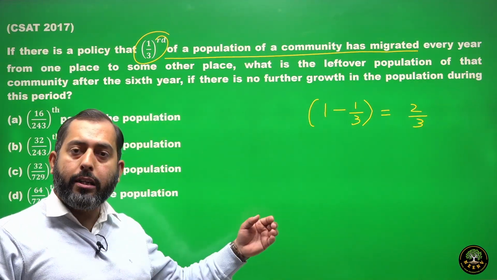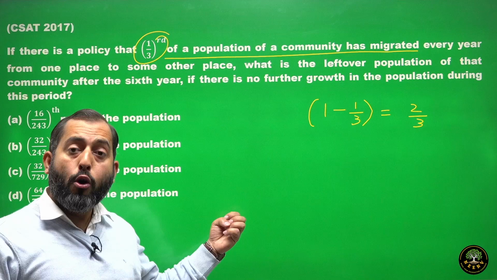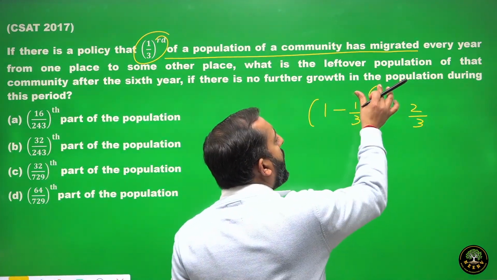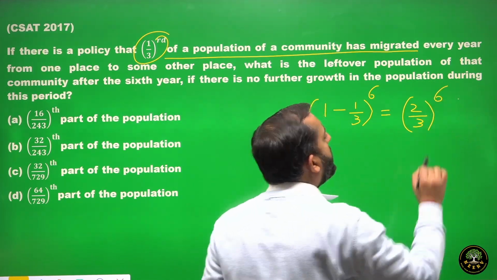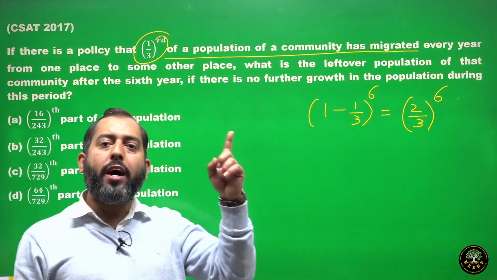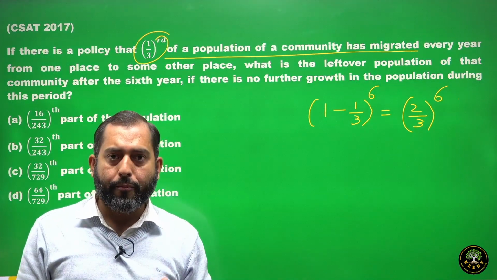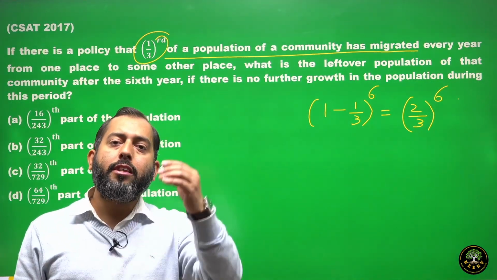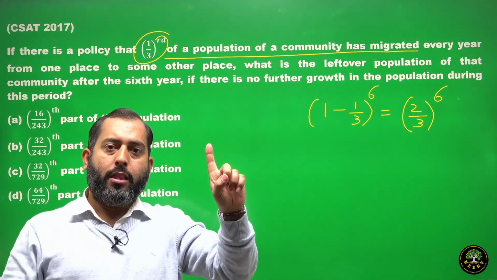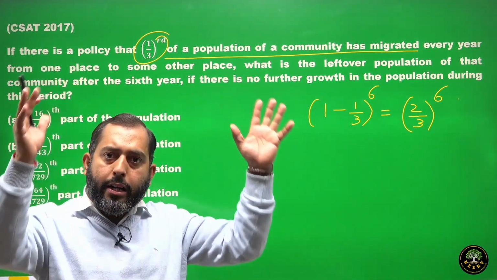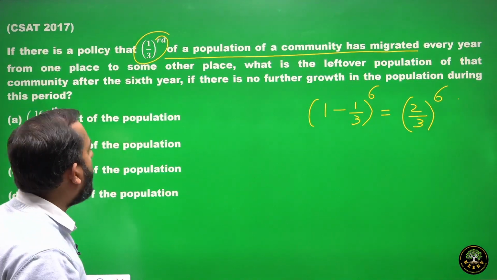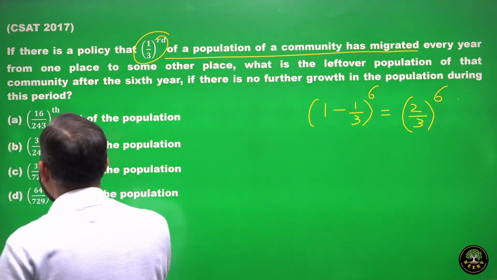So for the net calculation of the 6 years, make the power 6 here, and you will get the answer. Because the net decrement in 1 year is 1 minus 1 upon 3. After every year the remaining fraction is going to be 2 by 3. So this is for 1 year. Then for 6 years, increase the power of this value to 6. This is your answer. So after 6 years, the population is going to be your option D.